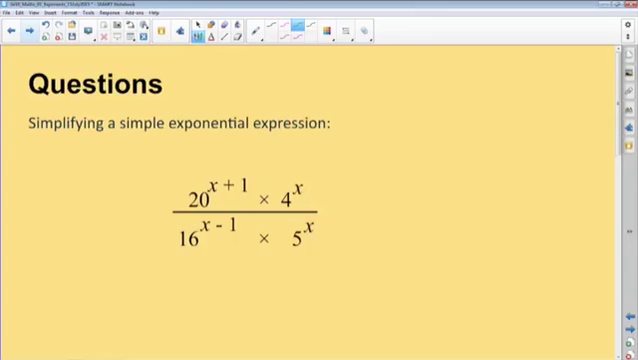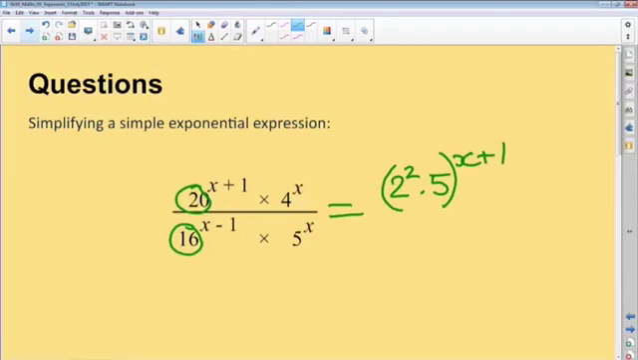Now, the first thing I'm going to do is circle the things that make me feel unhappy. I've got a 20 and I've got a 16. So the 20 is 2 to the power of 2 times by 5. And that's when it's been prime factorized. It's still to the exponent of x plus 1.